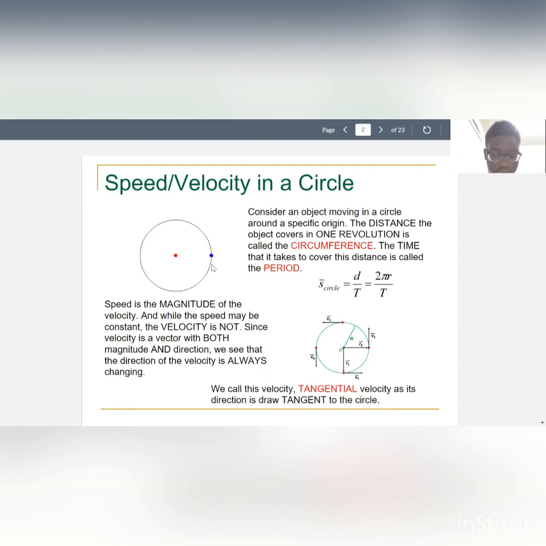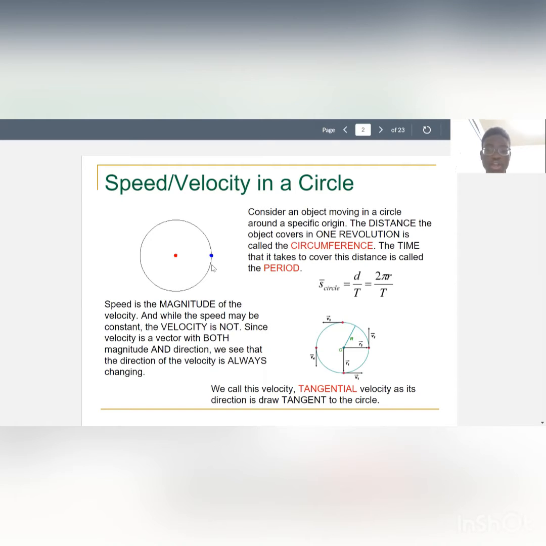And so for these reasons, that's why it's called tangential velocity, since tangent means a straight line that touches a curved surface at a point. And in this image, the velocity is touching the surface of the circle at a point.